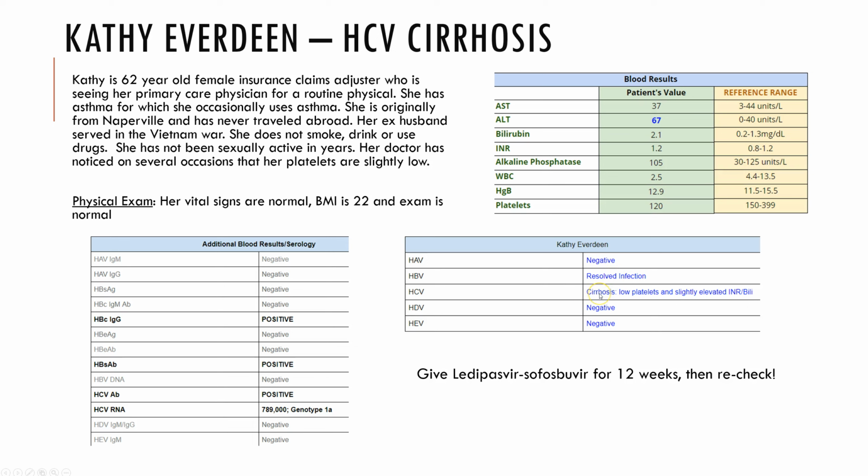HCV, she's getting cirrhosis. She's had it for so long, probably since her husband came back from the Vietnam War. So now she's got severe liver damage happening. But we can treat it. So we can give some of our HCV treatments. You're going to give them for about 12 weeks, and then you're going to recheck, okay?